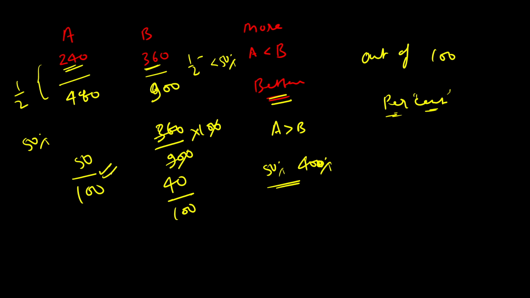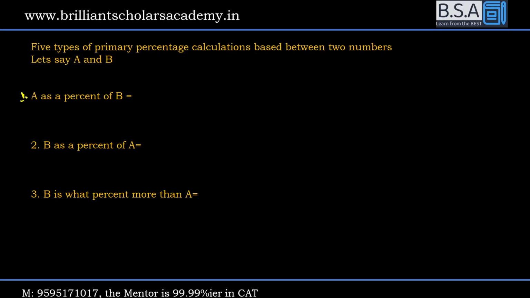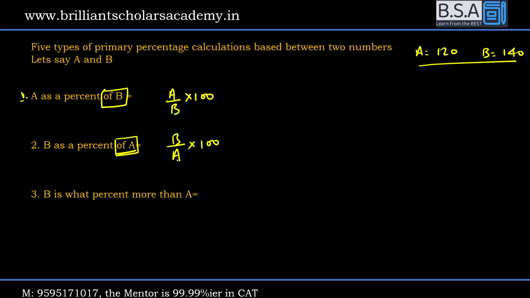Now, these are the 5 standard calculations that we perform when it comes to percentage. If I give you a number A, let us say the number A is 120, and if I say number B is 140, what kind of percentages can you perform? You can ask me A as a percentage of B. What comes after of B? So A as a percentage of B. So B is the denominator. B as a percent of A. What comes after of A? So A is the denominator. Whatever comes after of is the base.